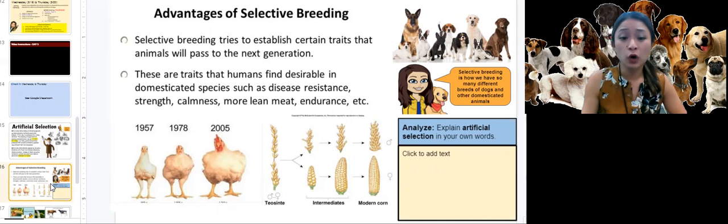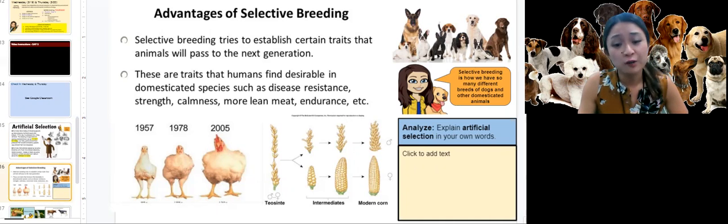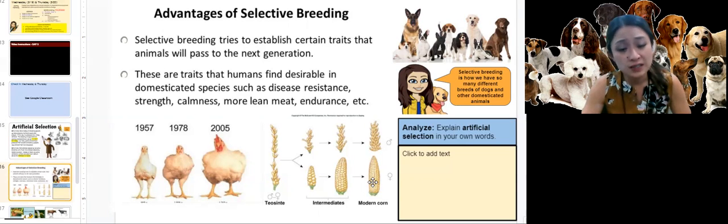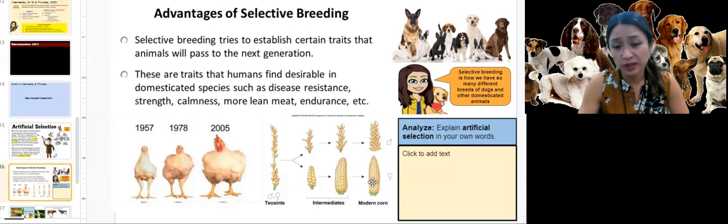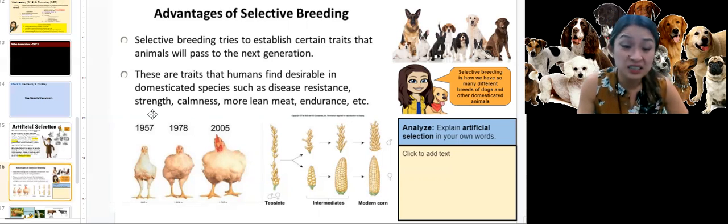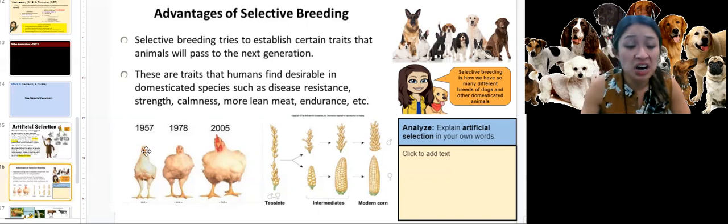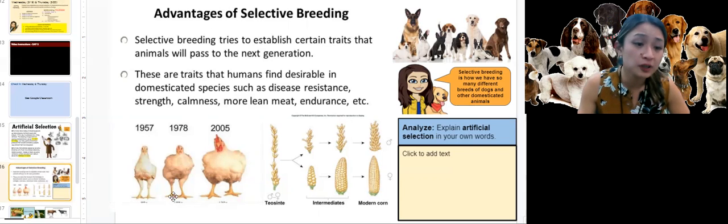Say, for example, corn, right? People have been trying to figure out, okay, well, how can we make corn so that it is disease resistant? And so they have genetically modified the type of corn that most people eat. Sometimes people want lean meat. They want more white meat. And so they selectively breed chicken. And so in this box here, explain artificial selection or selective breeding in your own words.